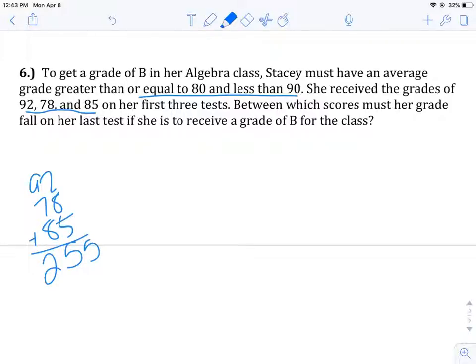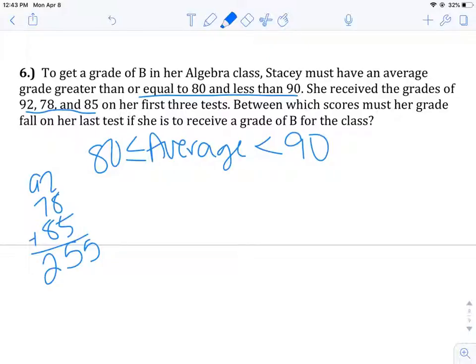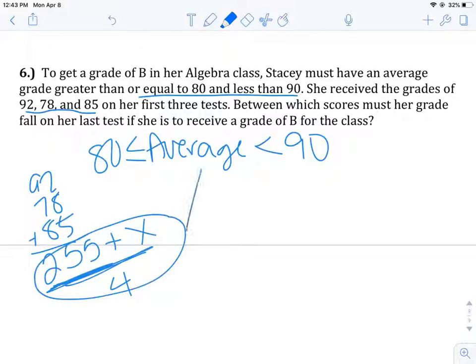So we know that her average, so I'm just going to write this down for a quick sec, is going to be greater than or equal to 80 and less than 90. So this is kind of our setup right now. So her average is going to be her 255, so her first 3 tests, plus her missing test, and we're going to divide that by 4. Because remember, average is adding up how many you have and dividing by the number of data points or the number of tests you have. So we are going to replace this in for here.